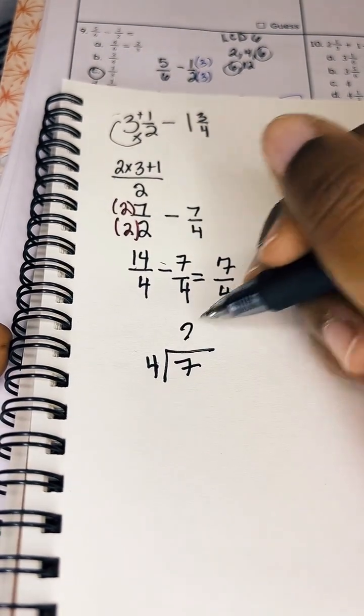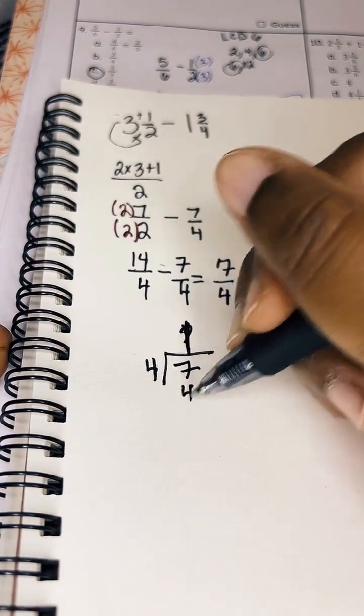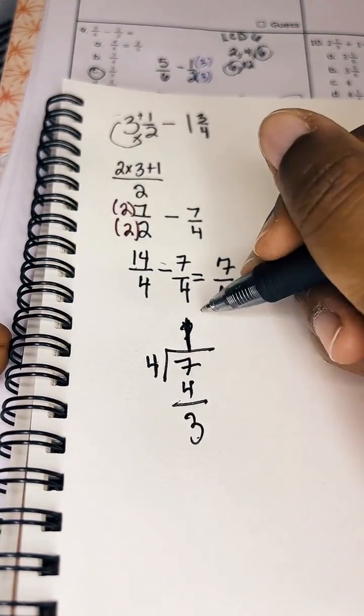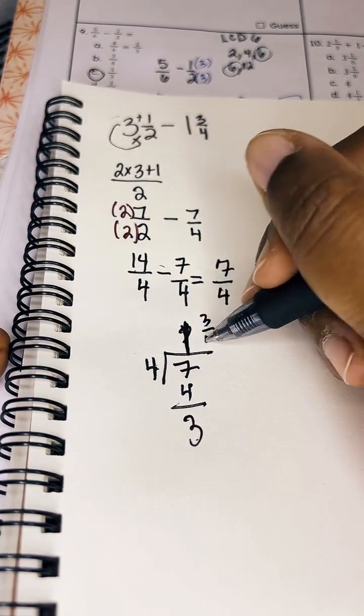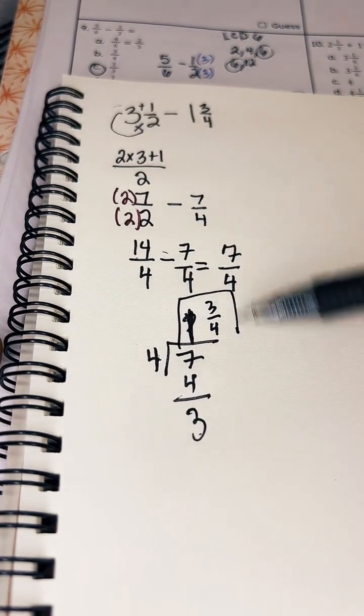So what do we get? 1, and that'll be 4. Then we have 3. Keep this 3 as the numerator. What you're dividing by goes on the bottom. This is the old way.